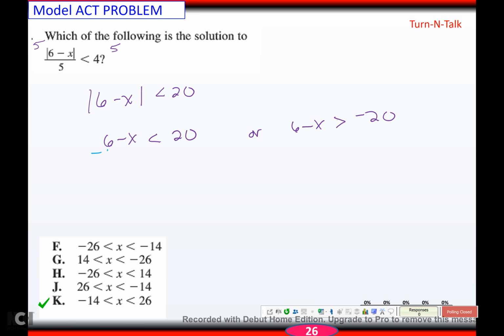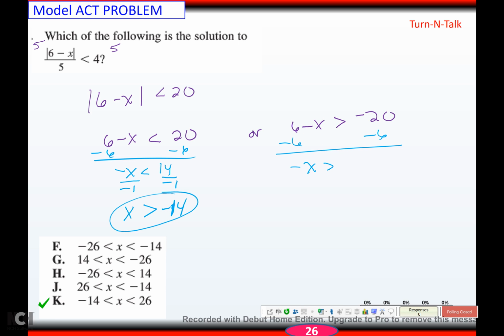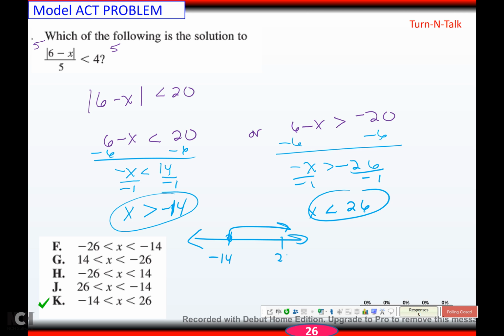Alright, so if I solve the first one, minus 6, I get negative x is less than 14. Divide by negative 1, I get x is greater than negative 14. Don't forget, when you divide by negatives, your inequality flips. On this one, minus 6 minus 6, I get negative x greater than negative 26. Divide by negative 1, and I get x is less than positive 26. So if I look on a number line, I've got negative 14, everything greater. I've got 26, and everything smaller, so everything in between, which puts x between negative 14 and 26. Okay?